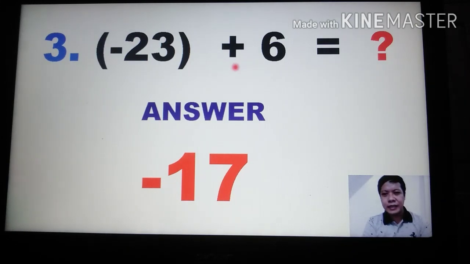And then they are unlike sign, so automatically we should subtract. Subtract the 6 from 23. So we can get 17 and follow the sign of the bigger number, negative. Therefore, the final answer is -17. So I hope you understand.